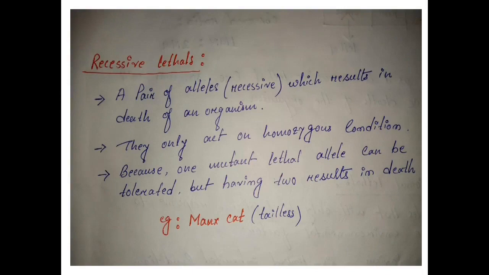As in the previous slide we discussed dominant lethal genes, in this slide we will study recessive lethal genes. Recessive lethal genes are a pair of alleles which result in death of an organism, and they act in homozygous condition, because one mutant lethal allele can be tolerated but having two results in death. One example is the Manx cat or tailless cat.